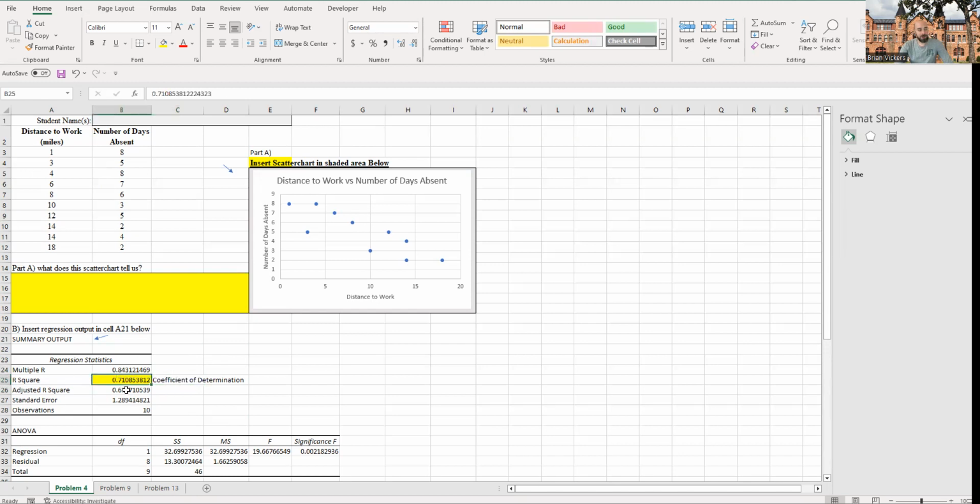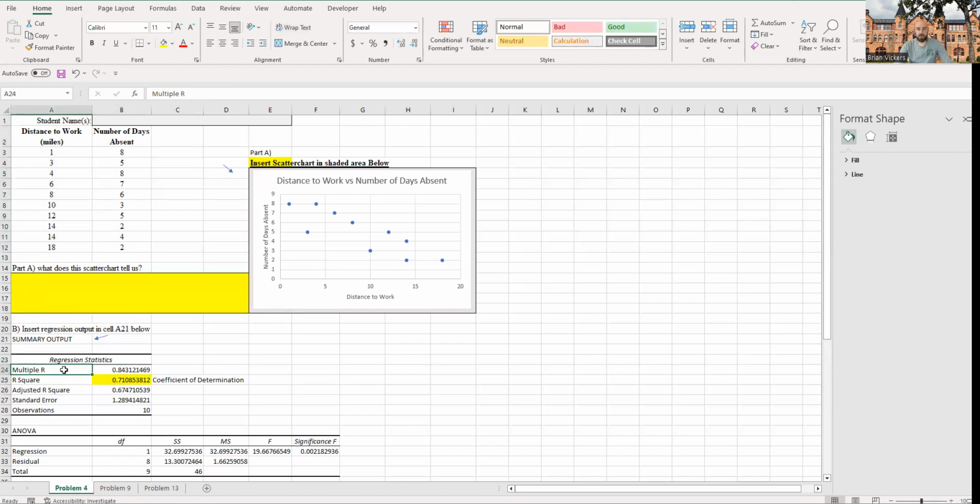Coefficient of determination is this right here. This is explaining to us effectively how much of the variation in this model, in this graph, can be explained by the X variable. So basically, as much variation as there is in this, it has determined that 71% of the variation in this model can be explained by these X variables. So basically, something else can explain the rest of it, but distance to work has a pretty healthy relationship.